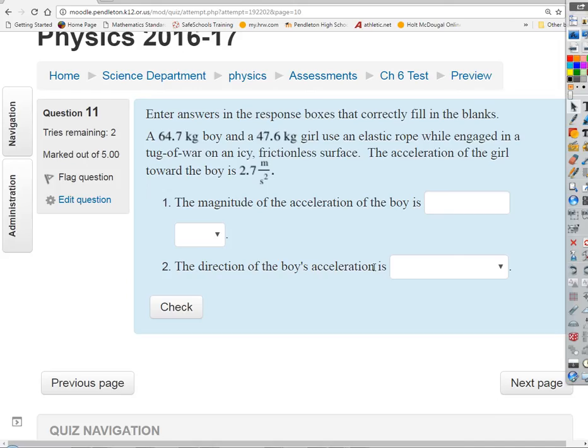A 64.7 kilogram boy and a 47.6 kilogram girl use an elastic rope while engaging in a tug of war on an icy frictionless surface. The acceleration of the girl toward the boy is 2.7 meters per second squared.